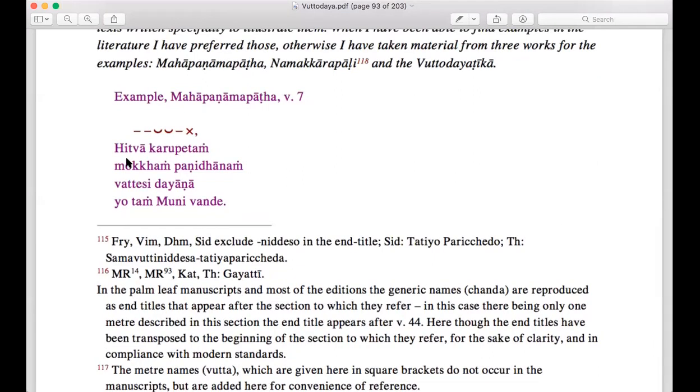So let's check for the rules here. First, you have to check the syllable count in Mattavutti verses. You have to count the syllables first when you find a new verse. In this verse, hittva karupetang: hit is one syllable, va two, ka three, ru four, pe five, tang six. There are six syllables. After counting, you can know in which group this verse is included. Then you can go to that group and search for this verse. So when you find a new verse, you count how many syllables are in each line.